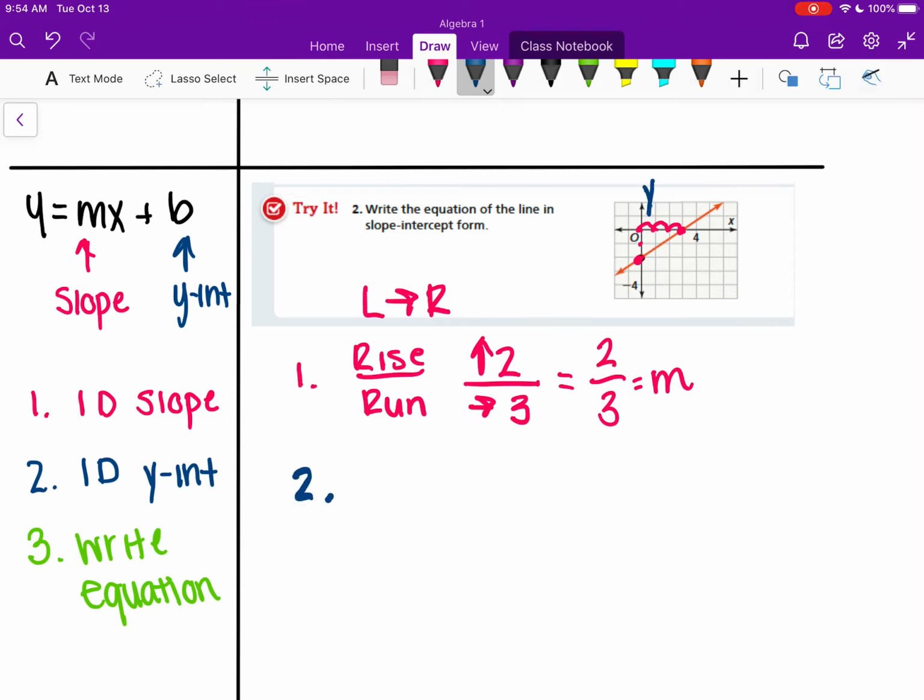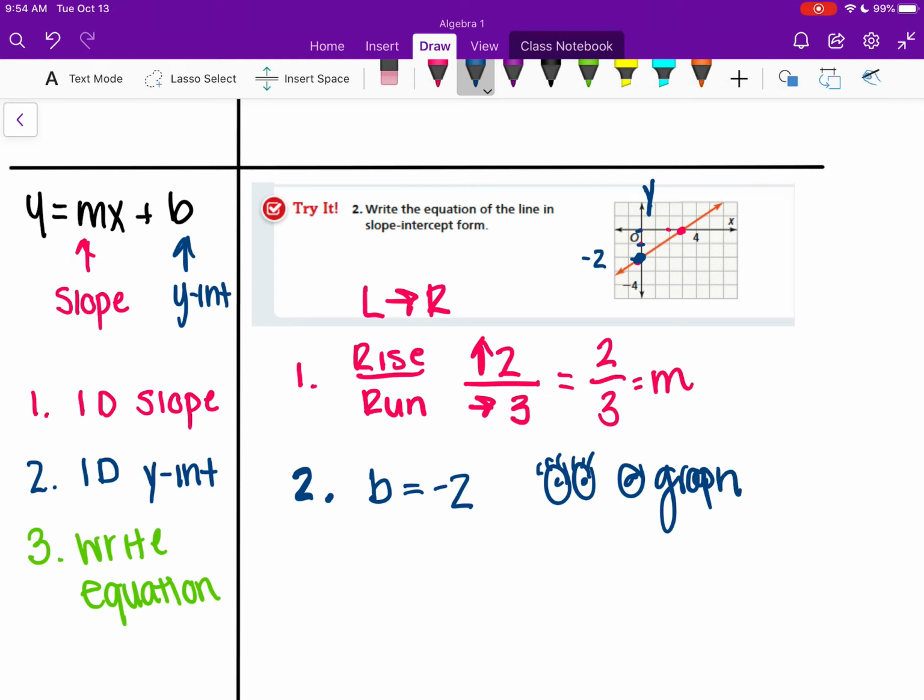Reminder that the y-axis is my up and down. Where do we cross that y-axis? This point right here, which if this is the origin 0, then this is -1. That means that my y-intercept is at -2. So my b value is going to be -2. And we got that from looking at the graph.